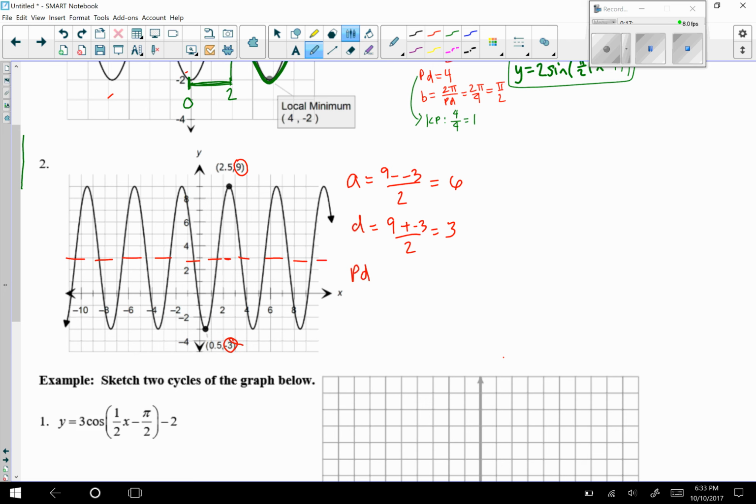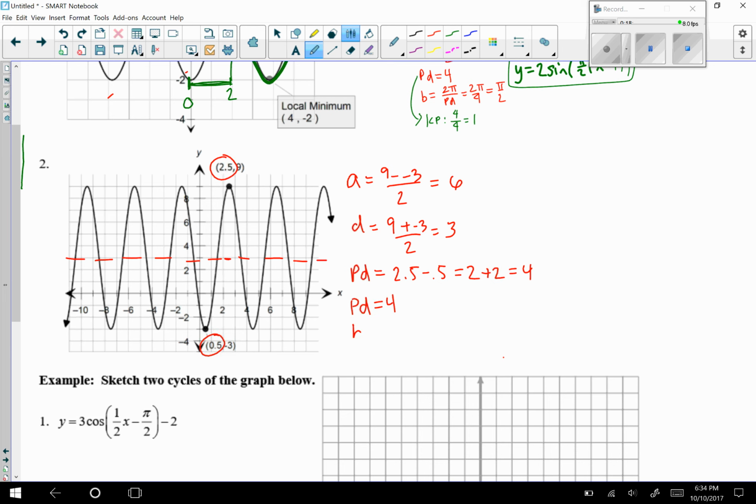So to find the period, you would really need to use the x-coordinates of your max and min that were given to you. In this case, I can see that I have an x value of 2.5 and a y value of 0.5. So I know that that's going to be half the wavelength of my period. If I just find the distance between these two points, I'm just subtracting. So 2.5 minus 0.5 is equal to 2. So that's half a wavelength. To get a full wavelength, I need to add another 2 to that. So then that means that the period is really equal to 4, just like my last one.